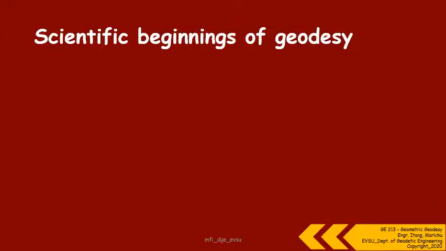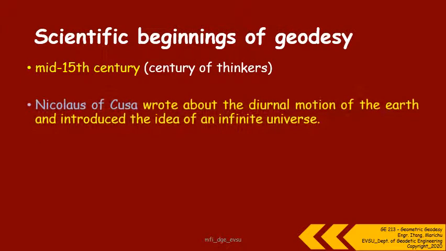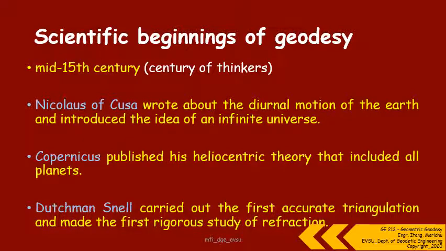In the 15th century, we have the century of thinkers. We have also philosophers who published their theories. We have Nicholas of Cusa. He wrote about the general motion of the Earth and introduced the idea of an infinite universe. Next we have Copernicus, who established the heliocentric theory. This theory introduces that the Earth revolves around the Sun. We have the Dutchman Snell, who carried out the first accurate triangulation and made the first rigorous study of refraction.